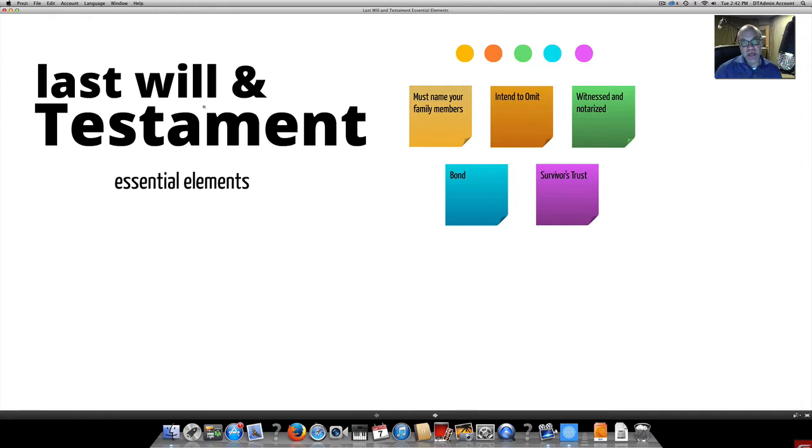A last will and testament is simply a legal document that is admitted to probate, so it becomes a public record in which your instructions after you pass, instructions as to where your assets go. That's it. It's that simple.